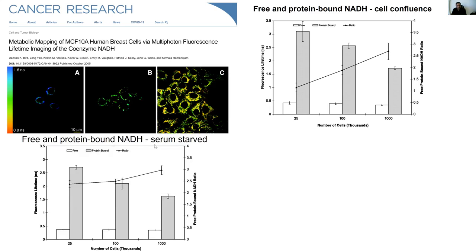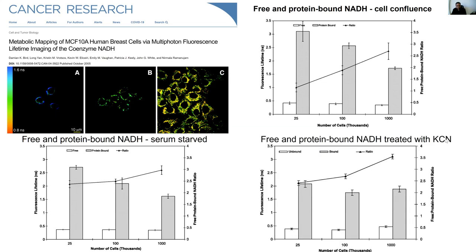Now, if you go to the same system, but you starve the NADH, so you're decreasing the metabolic factor, you actually don't see as much of a change. And if you do it with potassium cyanide, which would move it to anaerobic metabolism, you see this system basically behaving similar to serum starvation. So this gave us the idea that, okay, maybe looking at lifetime would help us to understand metabolic changes.